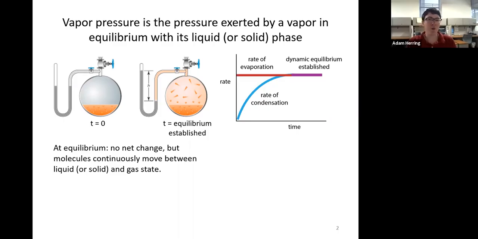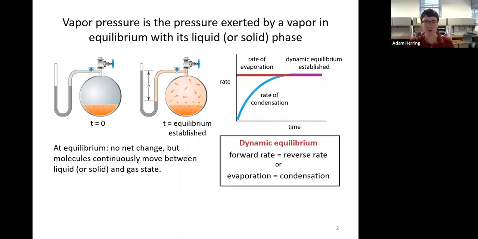So that's another example of equilibrium. We're looking at opposing processes that have the same rate. Again, in this particular example, we're looking at evaporation and condensation being the two opposing processes. When the rates of the two processes are the same, we call that dynamic equilibrium.